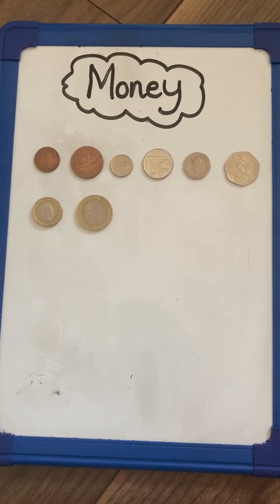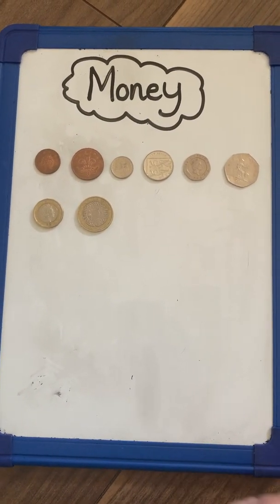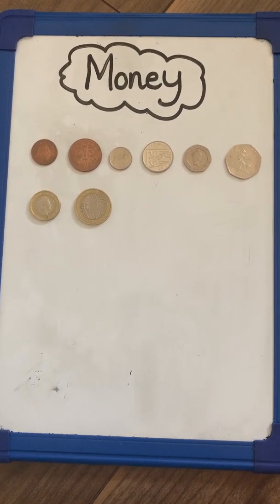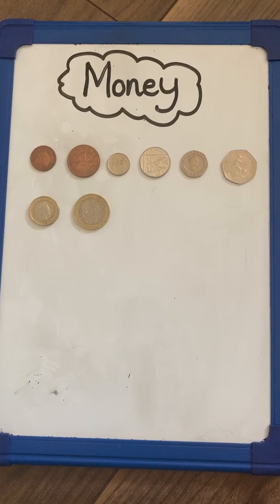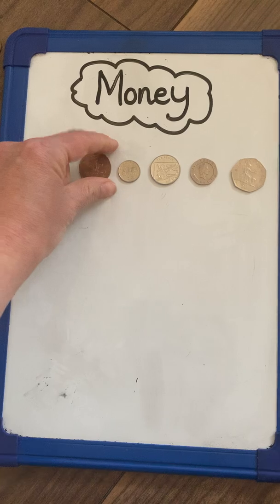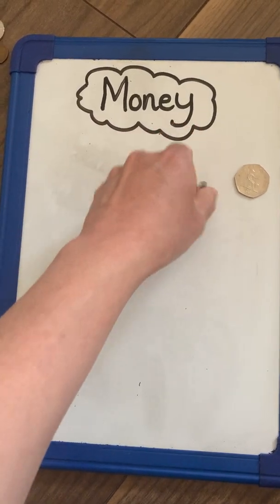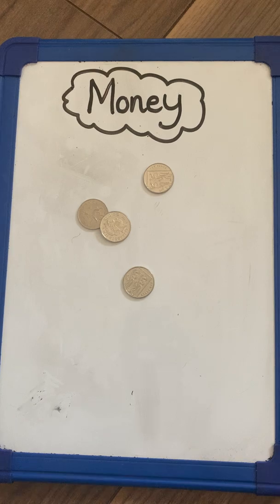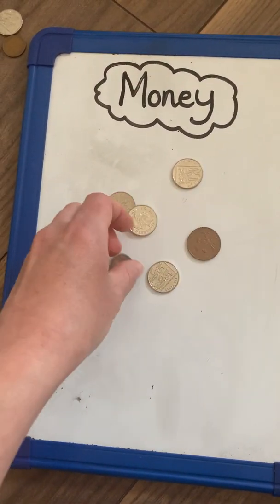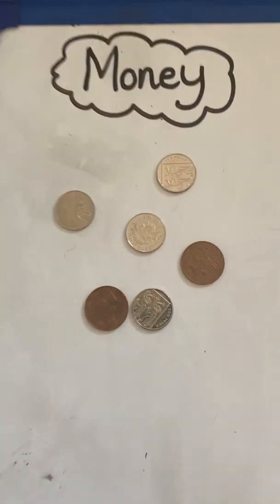Right, so what we're going to do now is I'm going to put an amount of coins onto my board here, and we're going to see if we can work out how much money we've got there all together. So let me take some of these off here. I'll start off with some skills that I know you'll be able to use well to do this job. Here we go. So here we've got some coins.